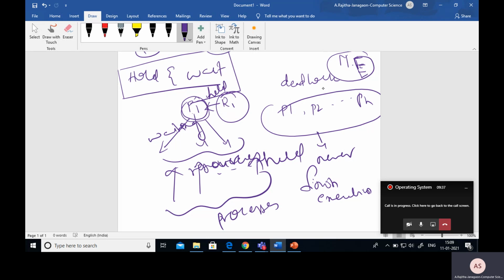That is mutual exclusion: at least one resource must be held in a non-shareable mode. Then the deadlock occurs.